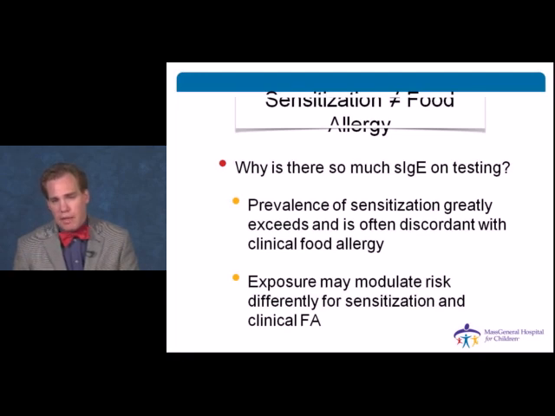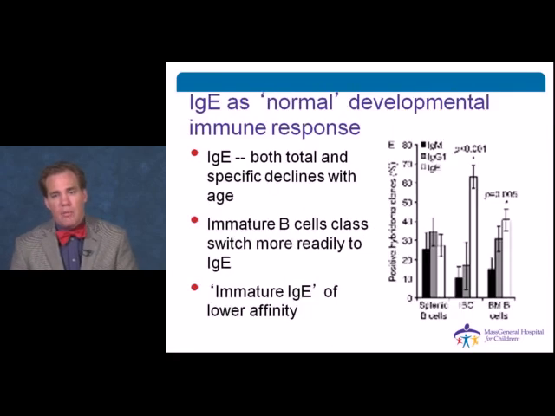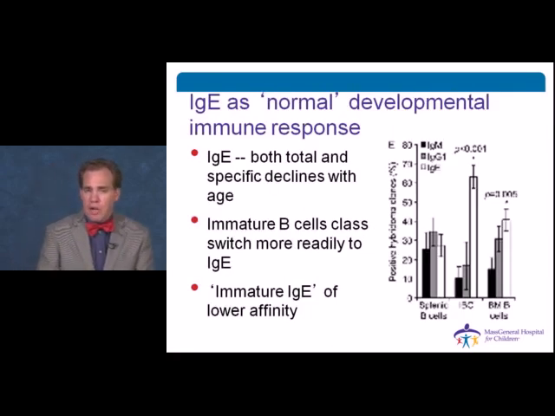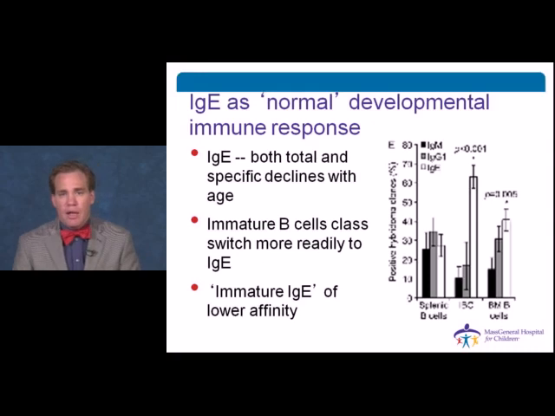Exposure can modulate the risk differently for sensitization, which is the jargon term we use for the presence of detectable IgE, either by skin test or by serum testing, and clinical food allergy. IgE development or production appears to be, to some extent, normal in the early development of the immune system. And there's evidence that immature B cells more readily differentiate into IgE-producing cells.